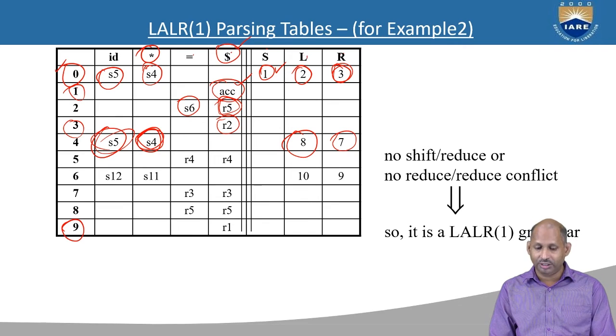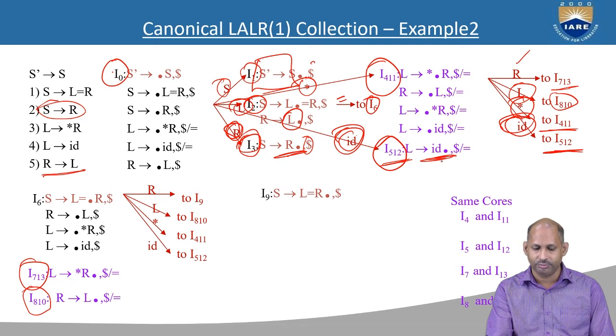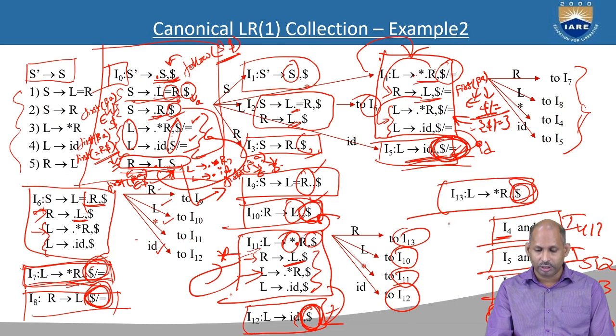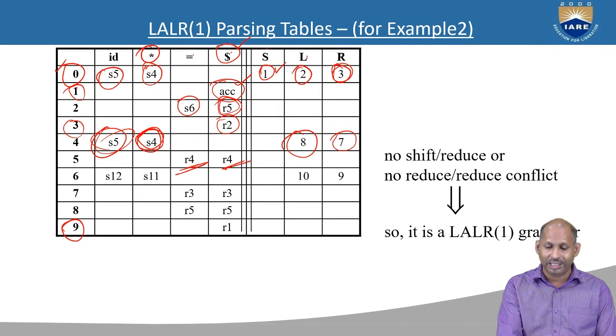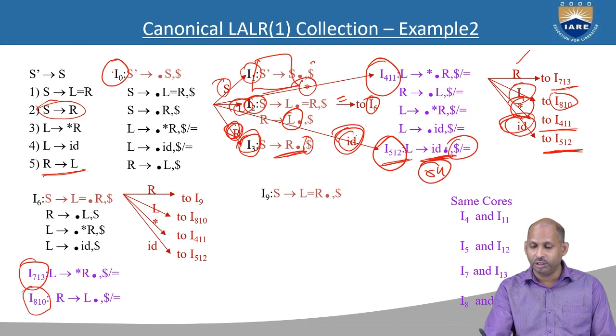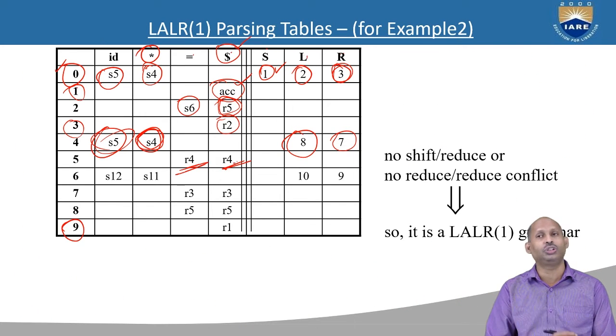Then what is the fifth state? The fifth state has the dot at the end, and what is the production number? 4 is the production. So reduce production number 4 in both multiplication and dollar columns.